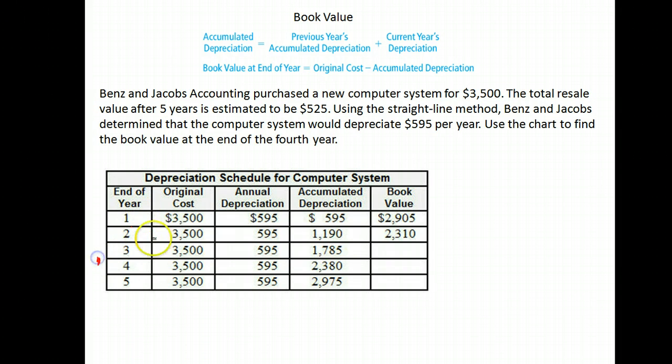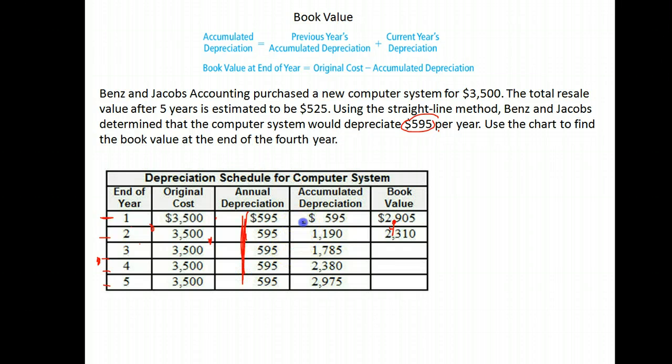Okay, so notice we have kind of a book down here, and it talks about at the end of each year how much it is worth. So in this case, they're talking about a computer system, and they bought it for $3,500. And they figured that in the end it's going to be $525. So like our original problems, they use that to find out how much it depreciates by each year. And they found that it depreciates by $595 a year. So that's what our column is here. That's how much it's depreciating by.